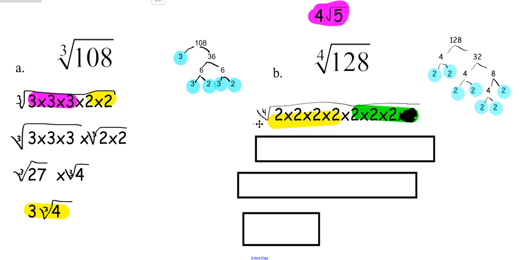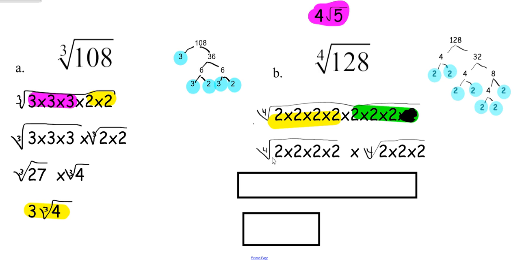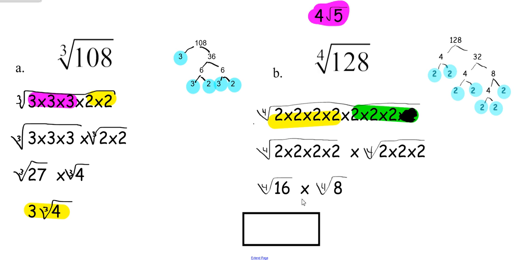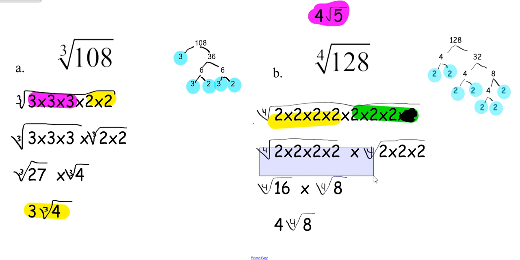Now, what we're going to do is separate those. So I have 4 2s under this fourth root, and 3 2s under this fourth root. I now have 16 and 8 under my roots, which is going to give me the fourth root of 16, which is 4. The fourth root of 8 is going to stay as the fourth root of 8. Once again, you can skip this step if you so want, because it's not actually necessary unless it's easier for you to follow that way. So this gives me an answer of 4 times the fourth root of 8.